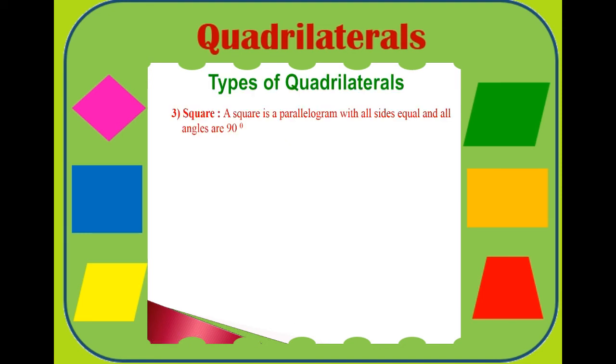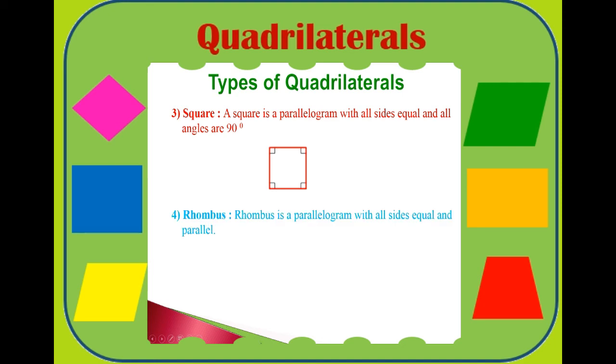The third type of quadrilateral is the square. A square is a parallelogram with all sides equal and all angles 90 degrees. This is an example of a square. All its sides are equal in length and all the angles are 90 degrees.